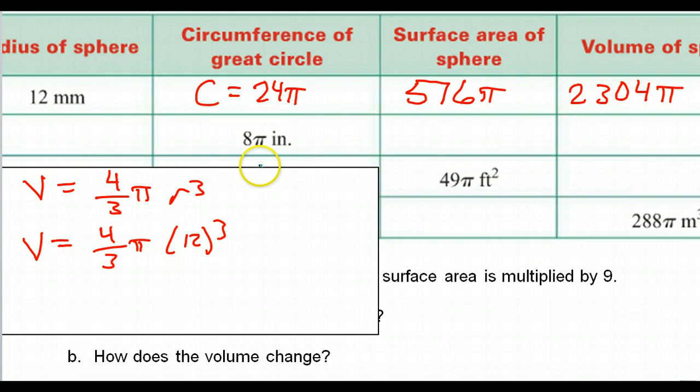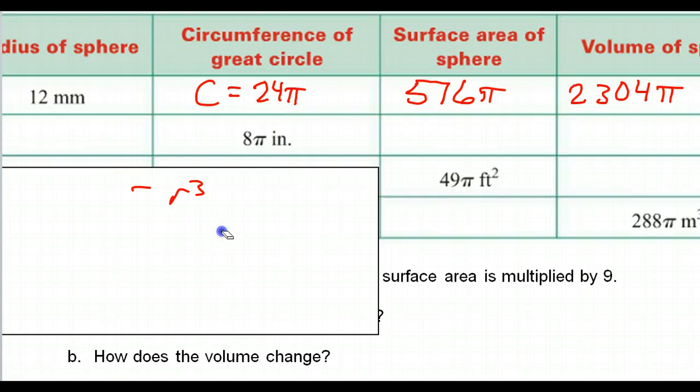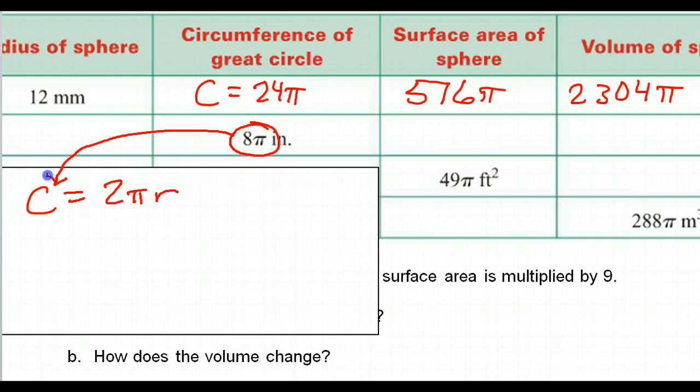So let's see about the next one. Now the next one we are given the circumference, and then we have to find everything else. Always find the radius as fast as you can, people. But if I give you the circumference, guess what? Start off with the circumference formula. Circumference equals 2 pi r. Since I gave you the circumference, go ahead and substitute that in.